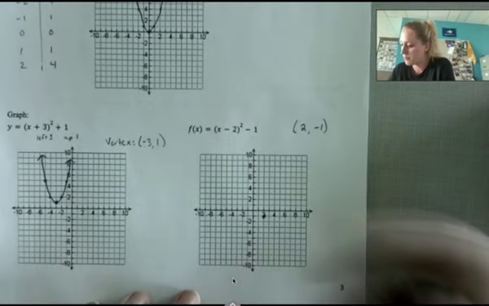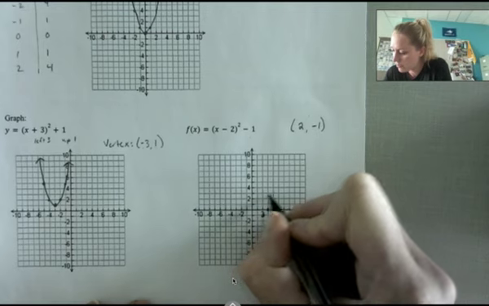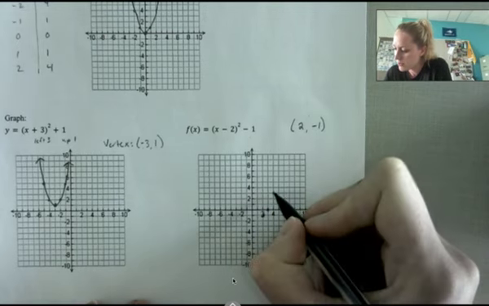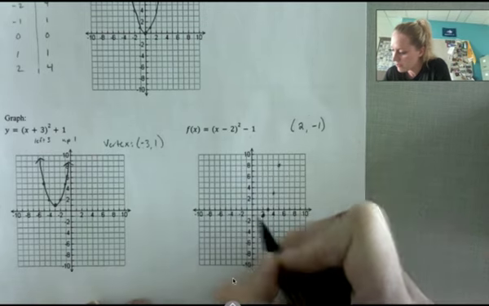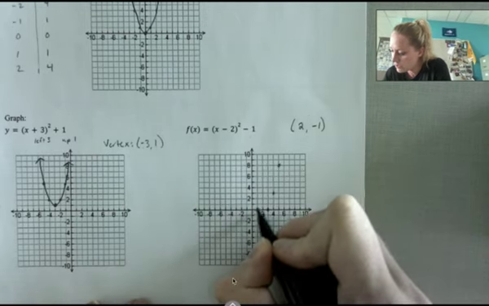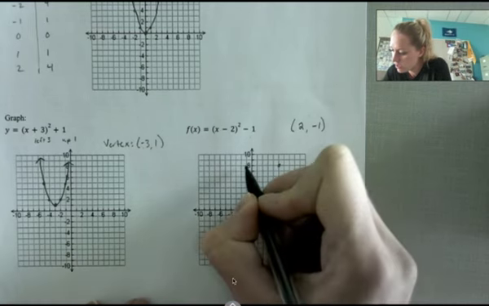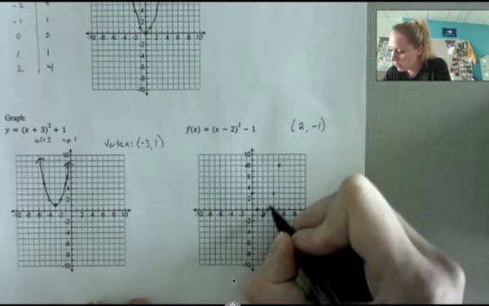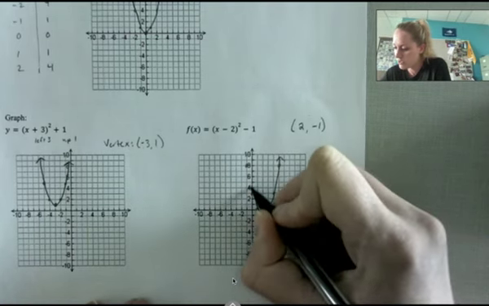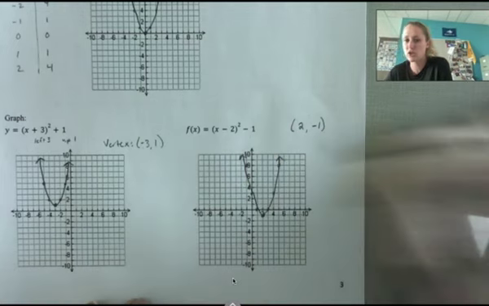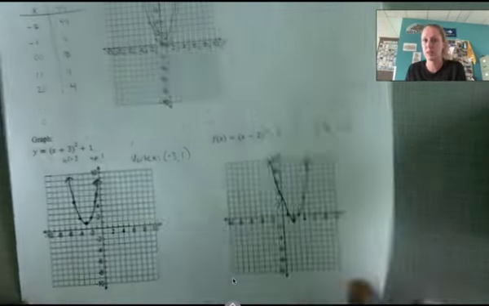To get my other points, I'm going to use that 1, 3 pattern. So up 1 over 1, and then up 3 over 1. This one I do have room to go up 5 over 1, so I'm going to go ahead and do it. All right, and then reflect those 3 points. And then we have our graph. So this one is just using those transformations, but then also using that pattern in the vertical changes to get more points.